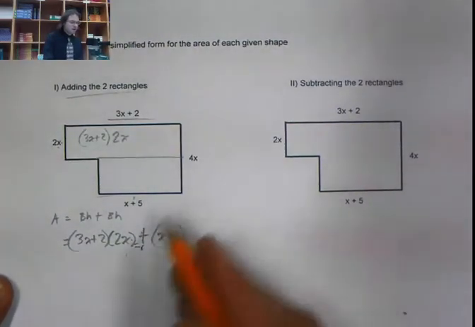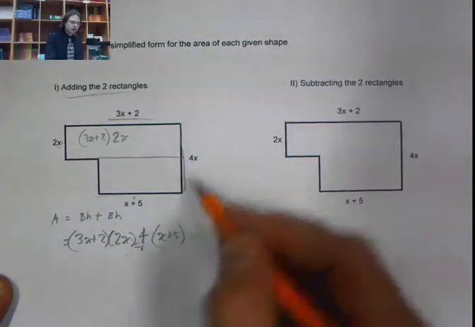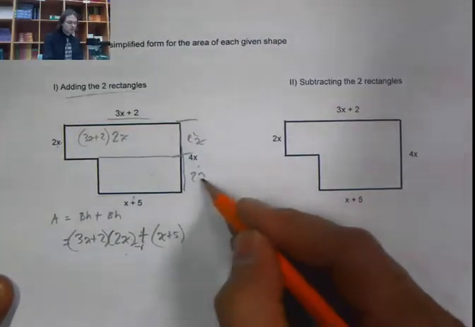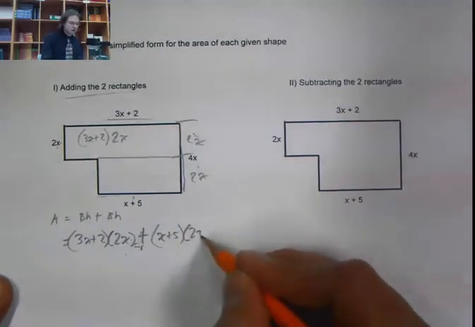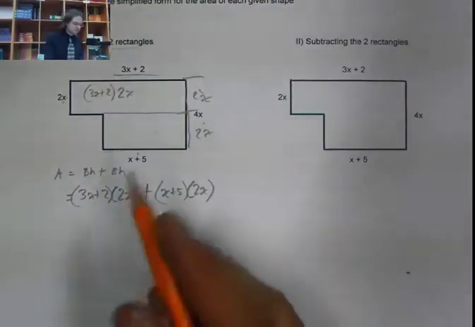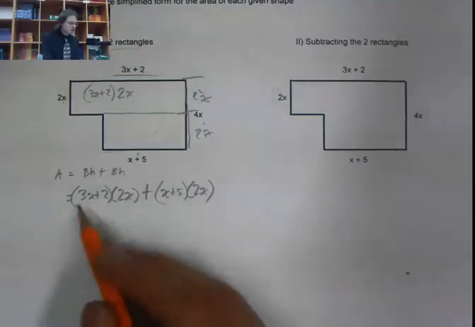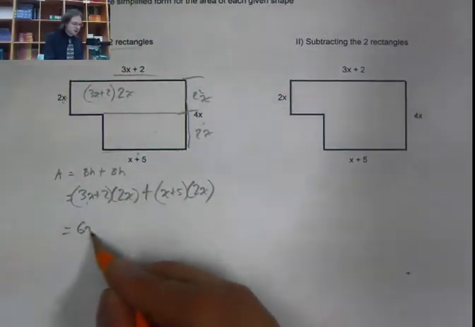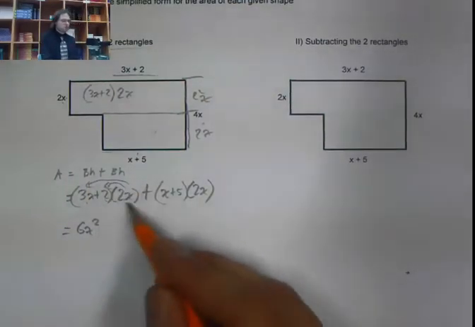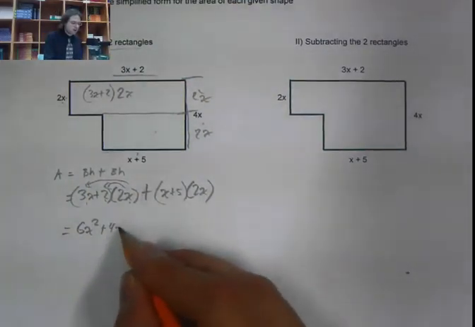Now what is my height? Well, if this whole thing is 4x, and this part here is 2x, 4x minus 2x gives me 2x for this. So my height is 2x. So now let's simplify this the best we can. So I have to go 2x multiplied by 3x will give me 6x squared, right? Because it has to multiply into that and then into that. So 2 multiplied by 2x gives me plus 4x.